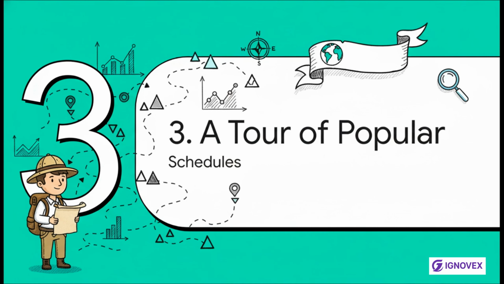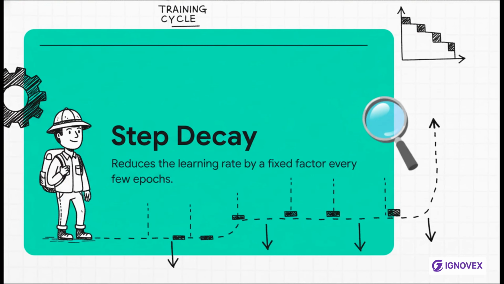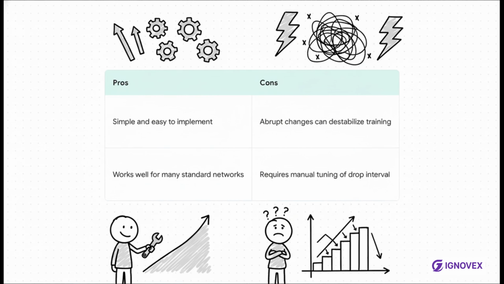Okay, so we've established that our explorer needs a map. Let's take a look at some of the most popular maps, the different scheduling strategies they can use to navigate this complex landscape. First up is the old classic, step decay. This is probably the simplest strategy you can imagine. It's like our explorer decides that every mile they travel, they're going to shorten their stride. You start with a certain step size, and after a specific number of training cycles, you just cut it. Simple as that. Now, the beauty of step decay is that it's super easy to implement, and honestly, it works surprisingly well for a lot of common models.